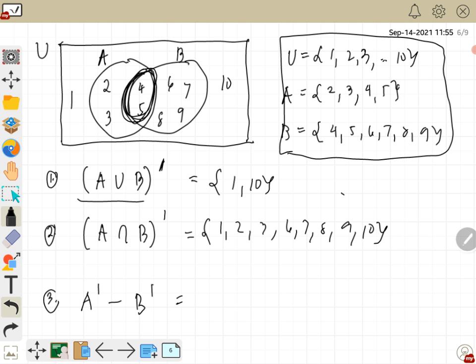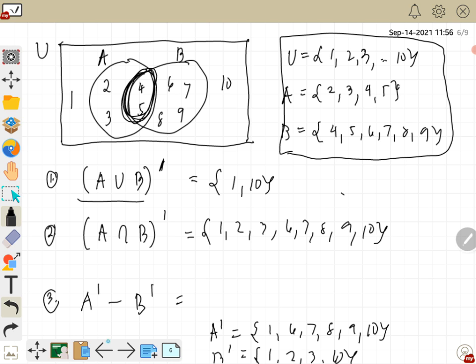So when you say A complement, number 3, I think there's a need for us to first get the elements of A complement. A complement is the elements in the universal set not in A. So what are those? That's 1, 6, 7, 8, 9, 10. Then B complement is the same idea, elements in the universal set that you can't find in B. What are those? That's 1, 2, 3, 10. You cannot find them in B.